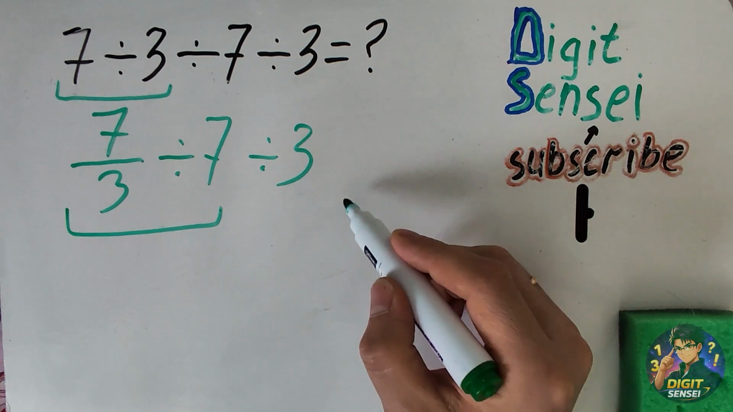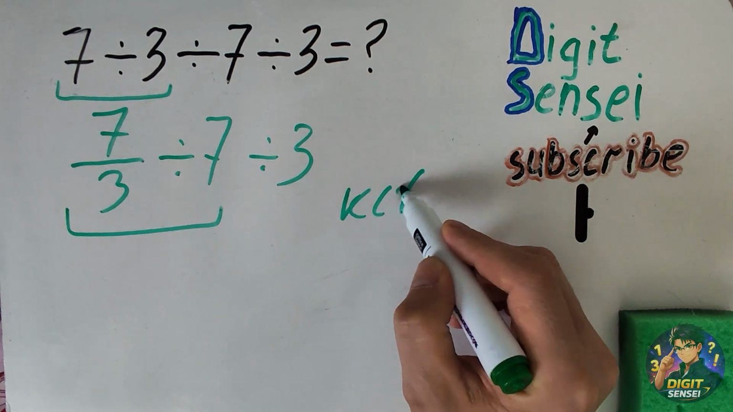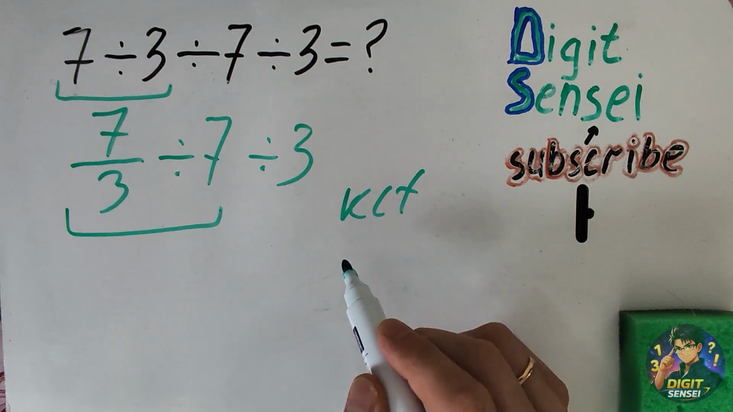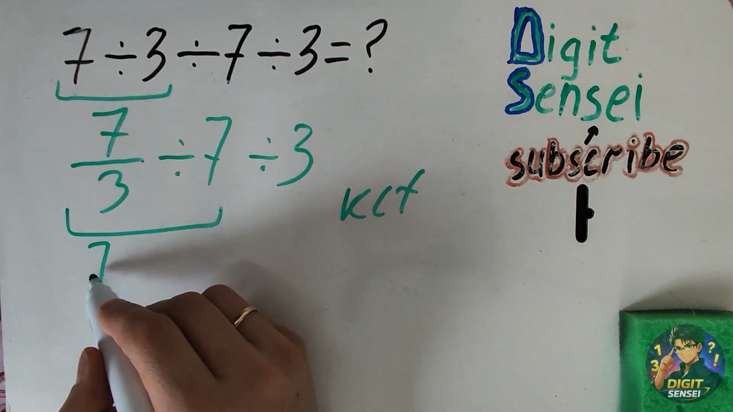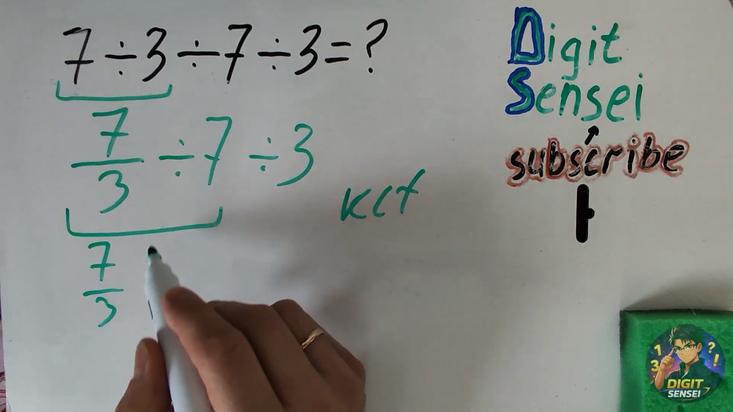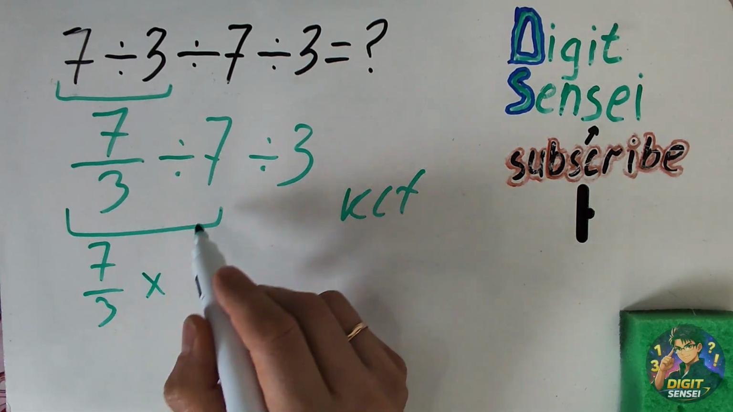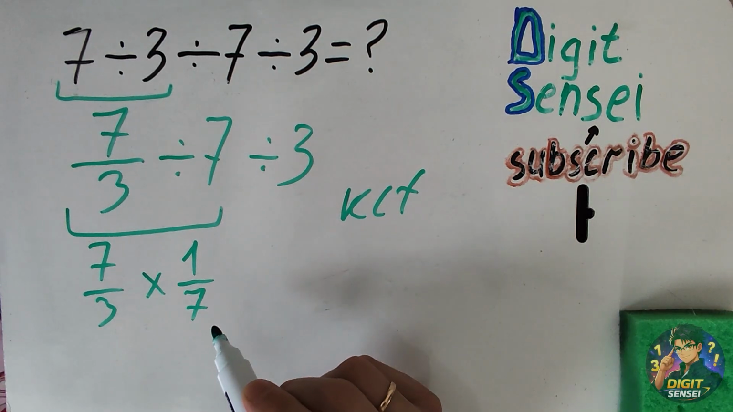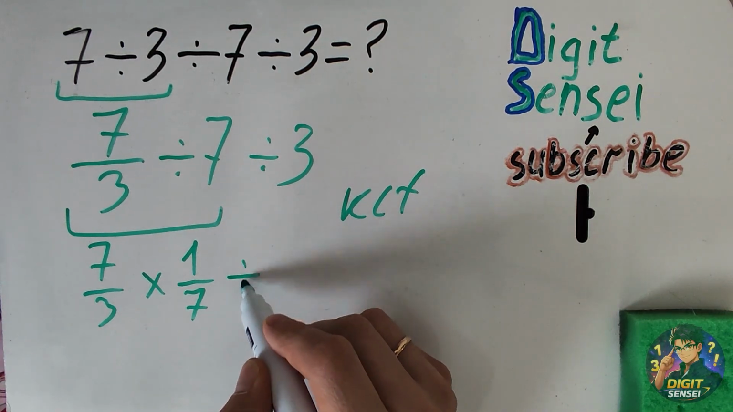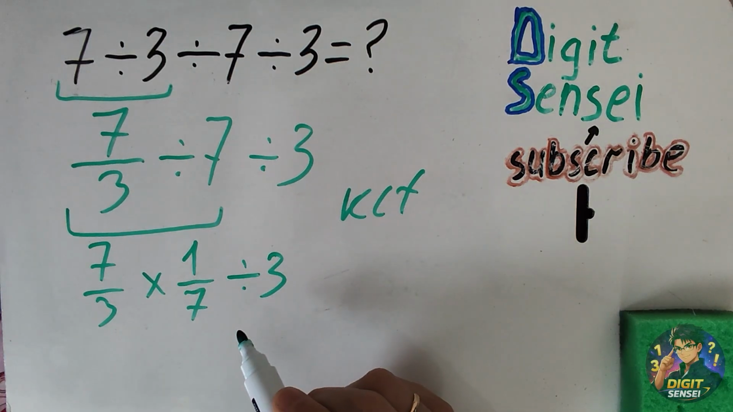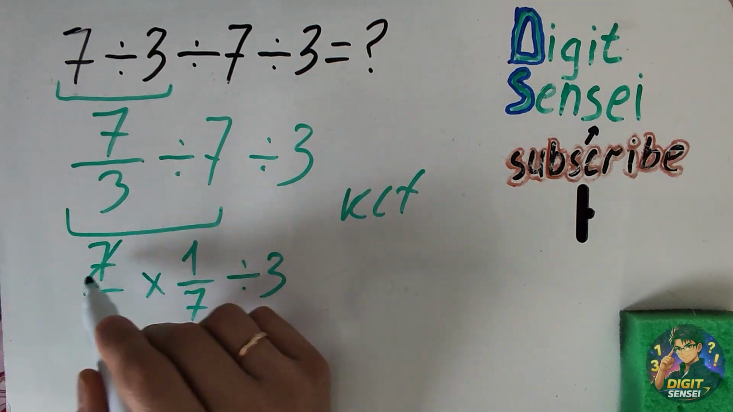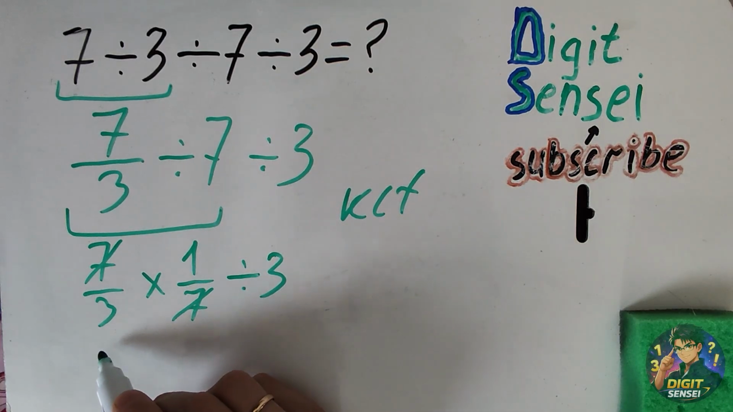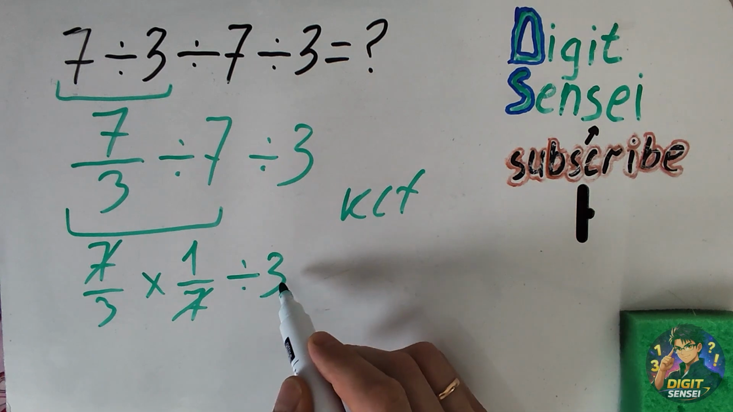According to the KCF rule, K stands for keep, C stands for change, and F stands for flip. We can write: keep the first fraction, change division to multiplication, and flip the second fraction. And here we have divided by 3. Now we can easily cancel this 7 and this 7. So we have 1 over 3 divided by 3.